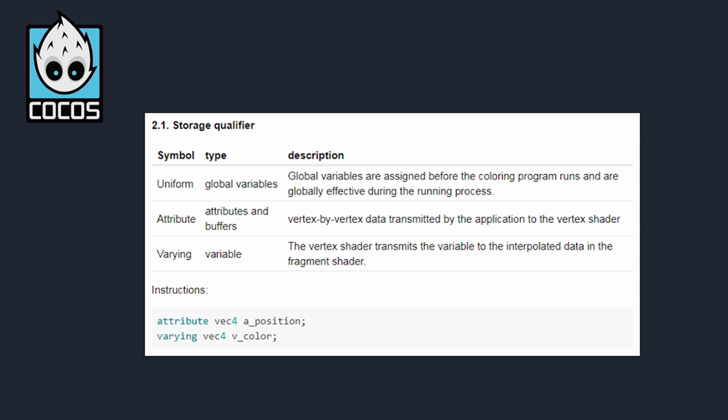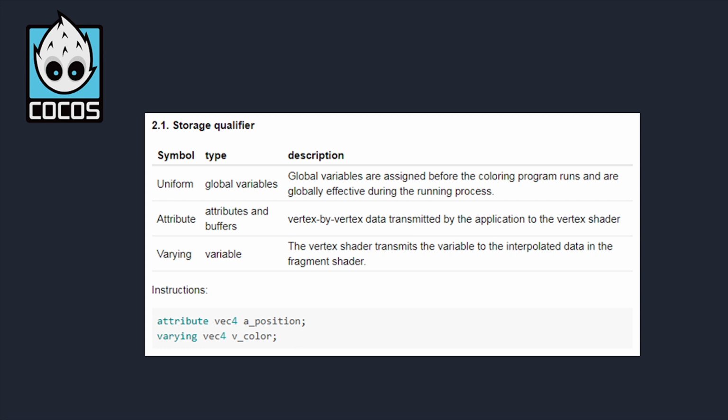There's also the varying variable. It is used for data transfers between vertex shaders and fragment shaders. The statement must be consistent between the two shaders. As we saw earlier, the output of the vertex color and vertex texture coordinates to the fragment shader is declared by varying.